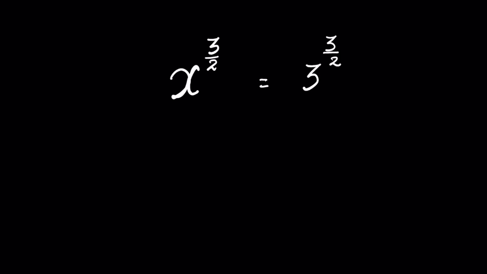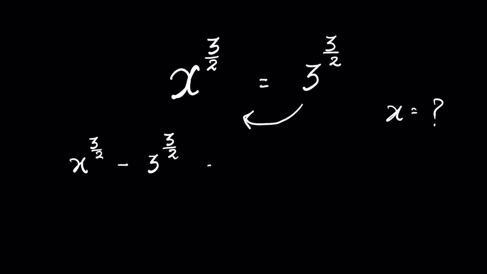x raised to the power of 3 upon 2 equals 3 raised to the power of 3 upon 2. We have to find the value of x. Now, we send 3 raised to the power of 3 upon 2 to the left hand side. It will be x raised to the power of 3 upon 2 minus 3 raised to the power of 3 upon 2 equals 0.